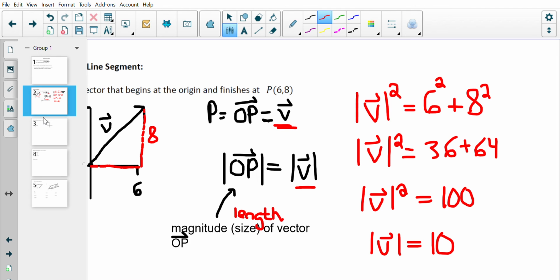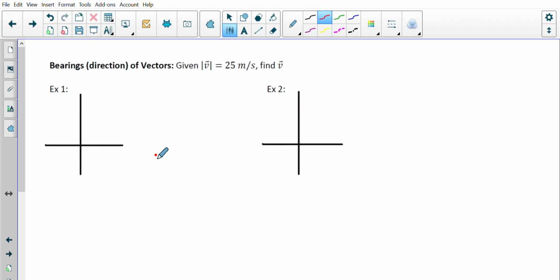All right, now that's talking about the size of the vector. Again, there's two things with the vectors. There's the size and the direction. And so next up here, given vector v, the magnitude of vector v is 25 in this case. Find vector v. For example, I'm going to draw a vector out here, just like I did before. I'll put a 50-degree angle right here.